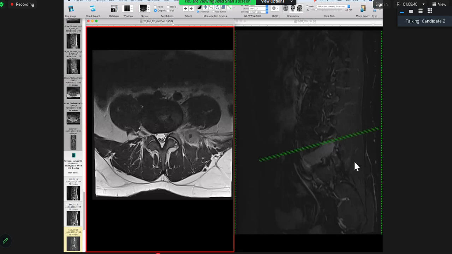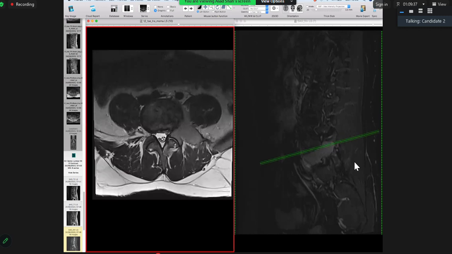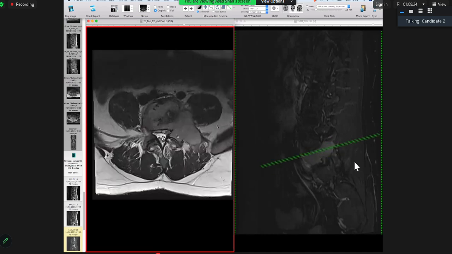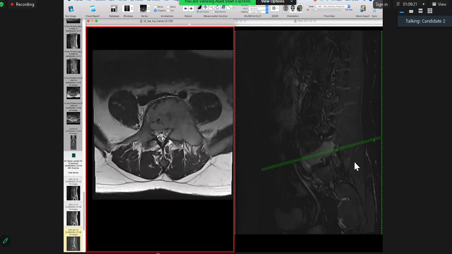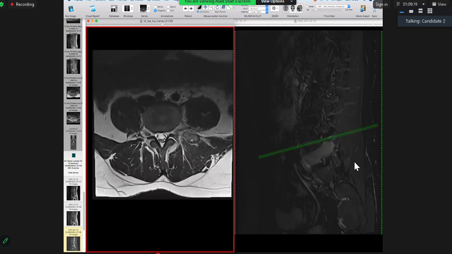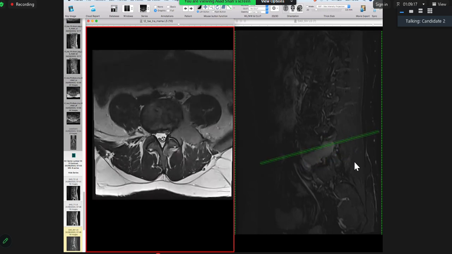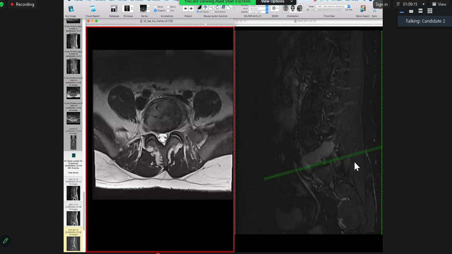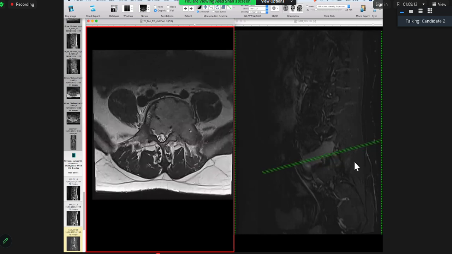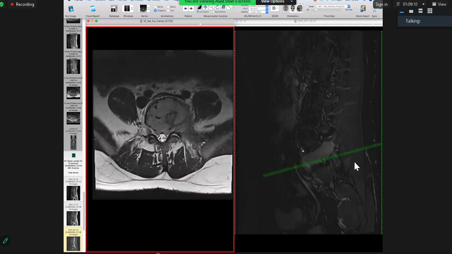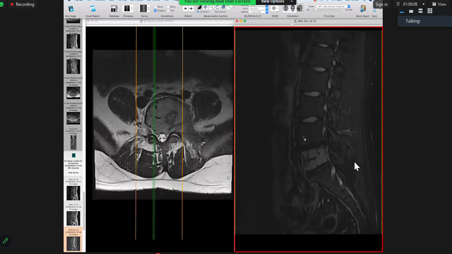This abnormal signal intensity area also has an epidural component, and it is causing mass effect on the central spinal canal. Also, this is encroaching the lateral foramen and the exiting roots, right over here.